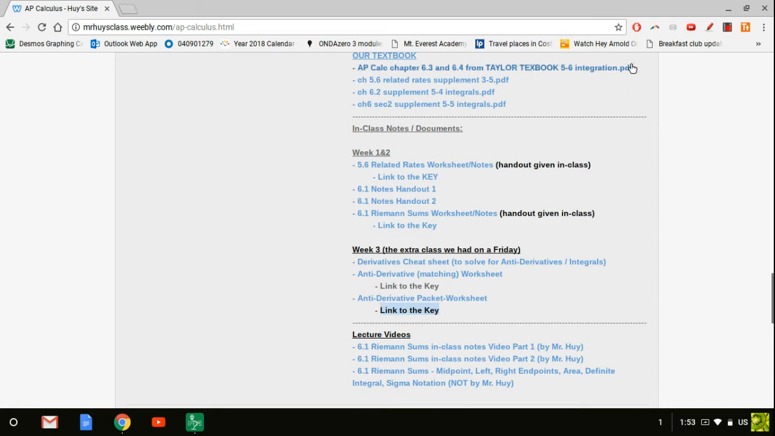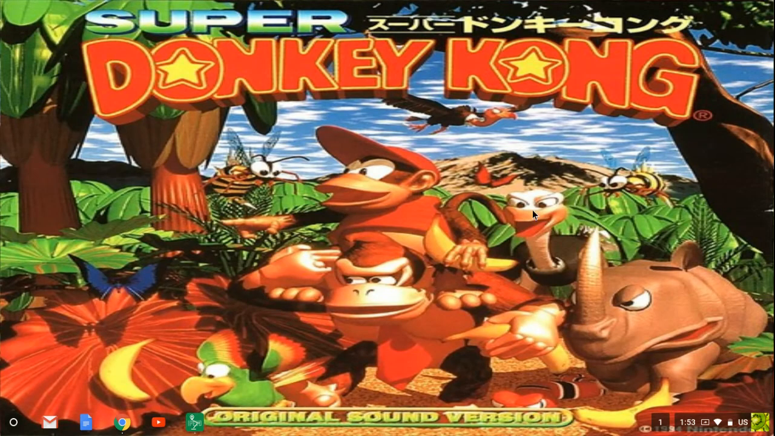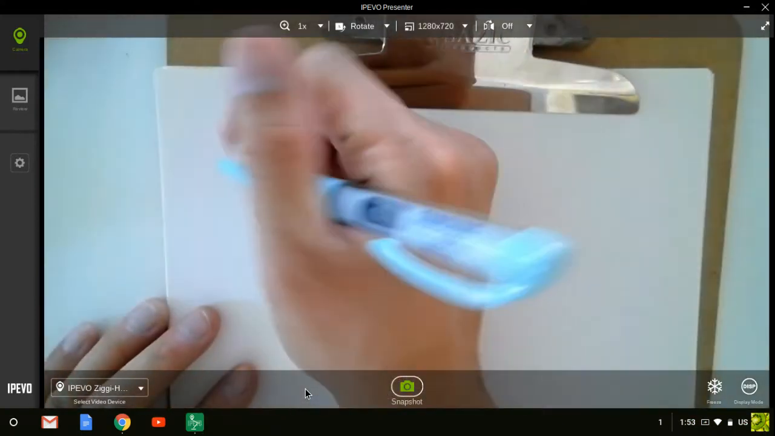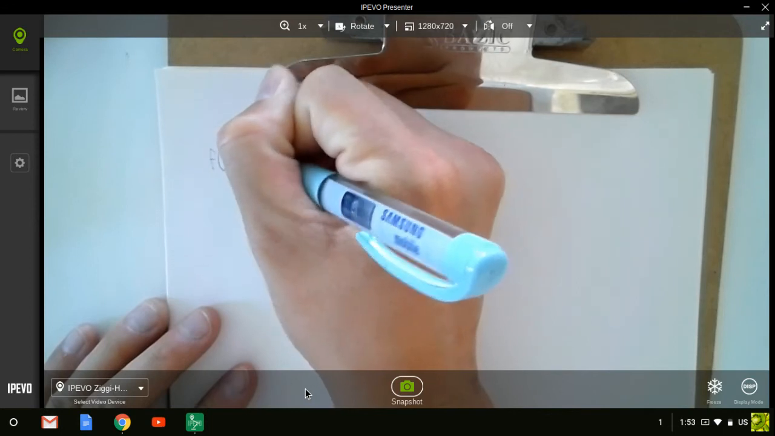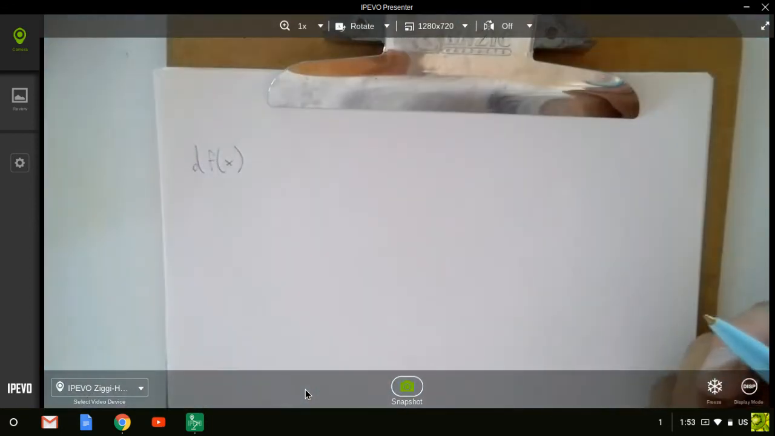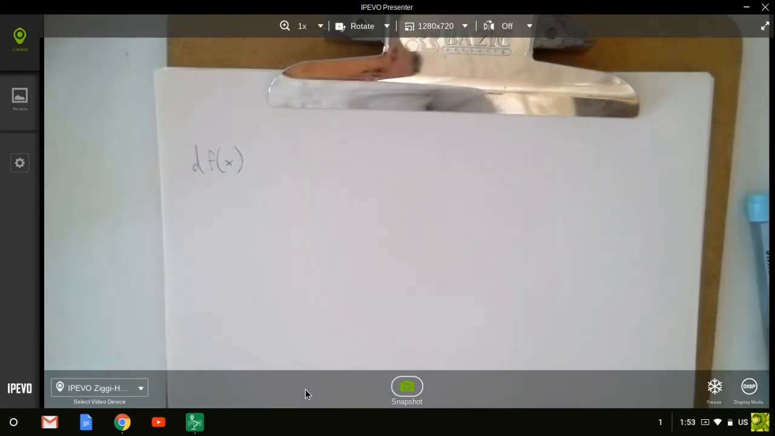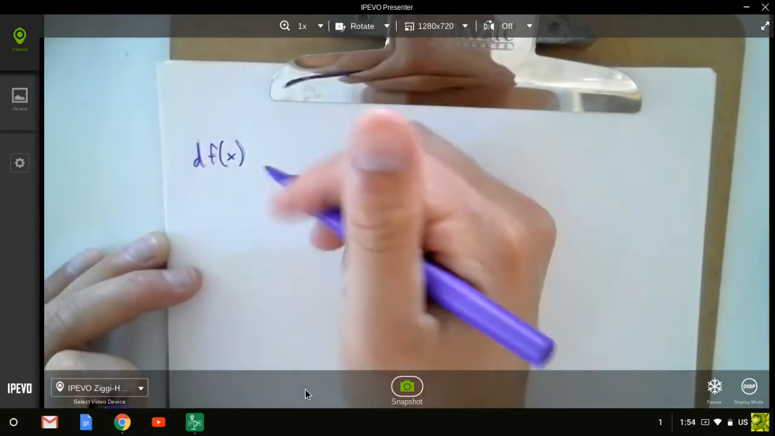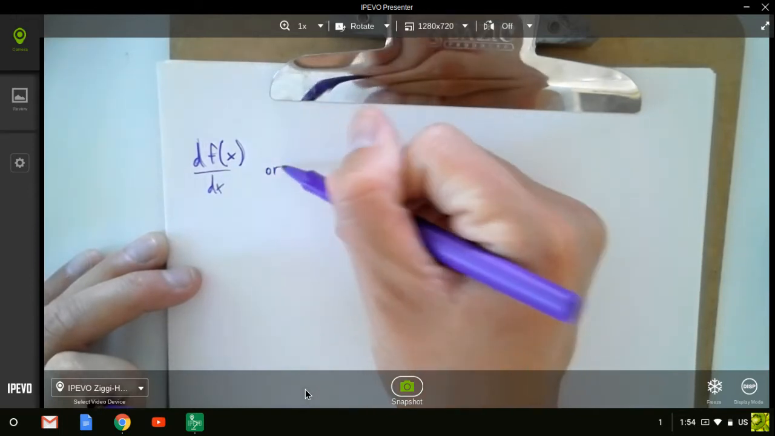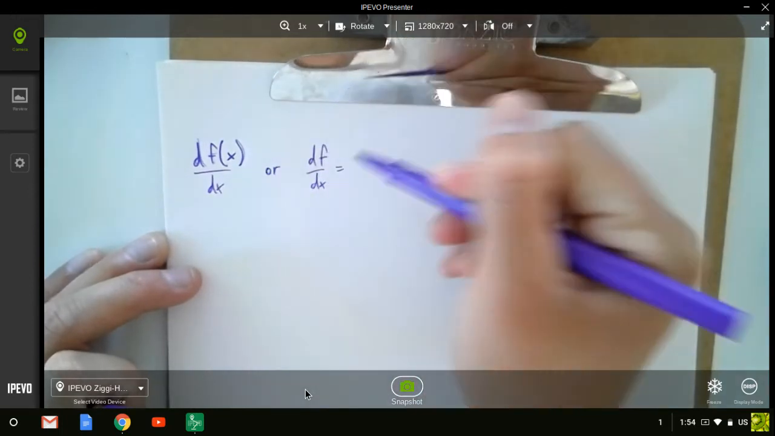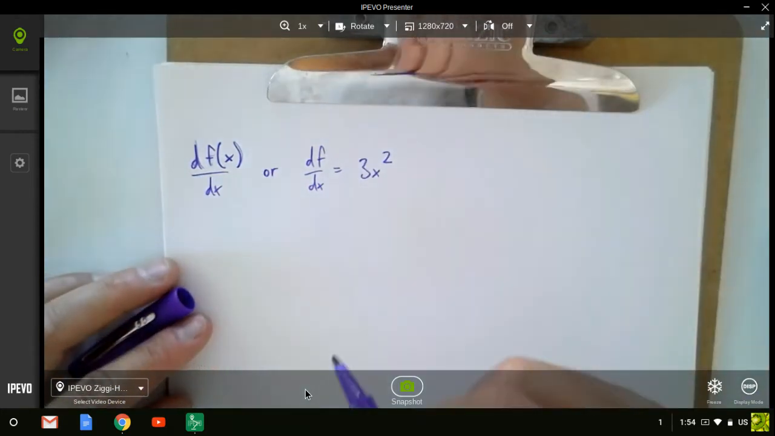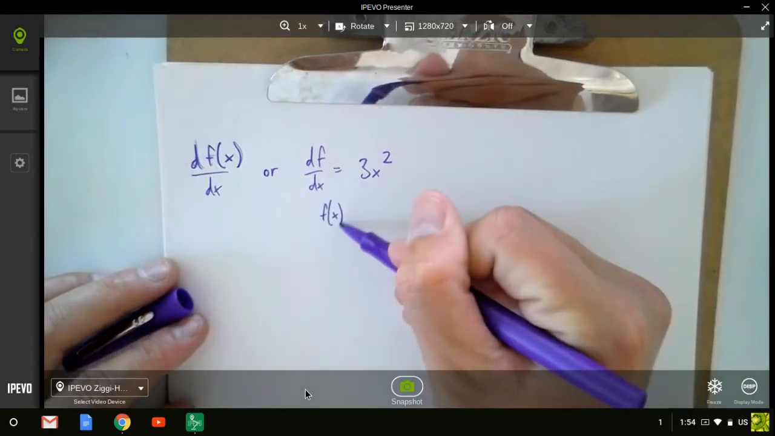Okay. So without further ado, let's start with a quick warm up. If I were to tell you that I took the derivative of a function with respect to x, I could write it as this, or I could just write df over dx. Let's say the derivative was 3x squared. Could you find f of x?